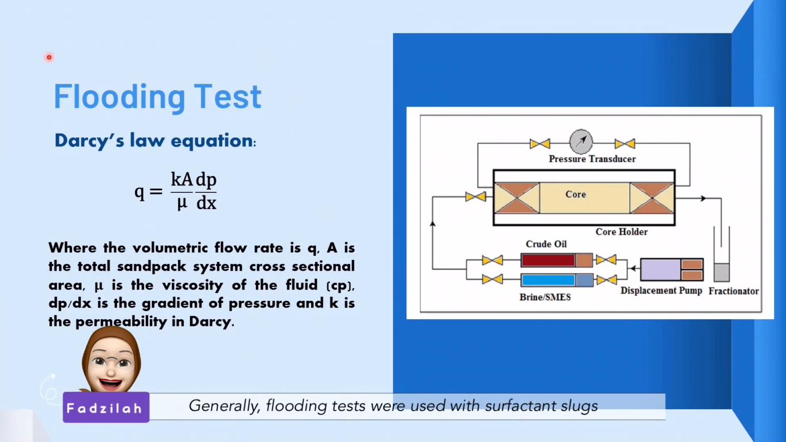Generally, for flooding tests we use surfactant slugs at various alpha SEE concentrations in order to achieve the appropriate percentage, that is about 25% to 27% of additional oil recoveries after conventional flooding. Moreover, for the evaluation of the efficacy of the synthesized surfactant alpha SEE, we use sandpack flood tests to increase oil recovery after conventional water flooding.